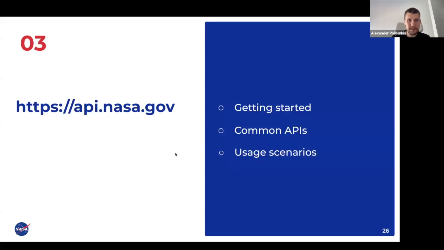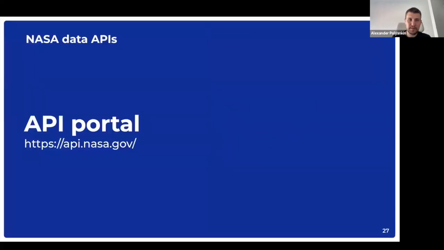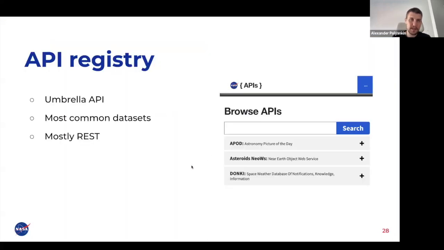And the next thing that I'd like to talk about in more detail is api.nasa.gov. First of all, let's talk about the website itself. This is an API portal that lists APIs to work with datasets. They are usually more developer friendly, more beginner friendly than using the dataset directly. Most of the APIs would be REST, but some of them would use some more specific protocols.